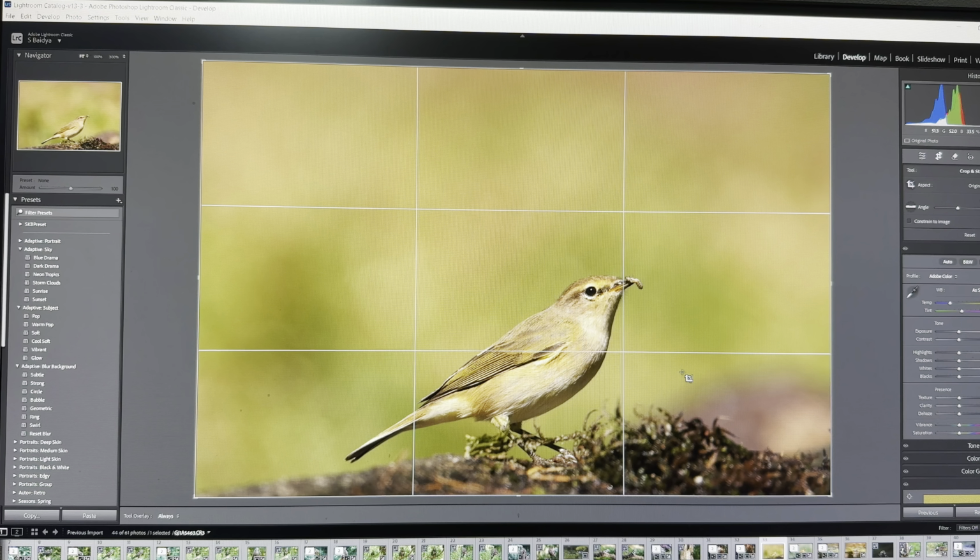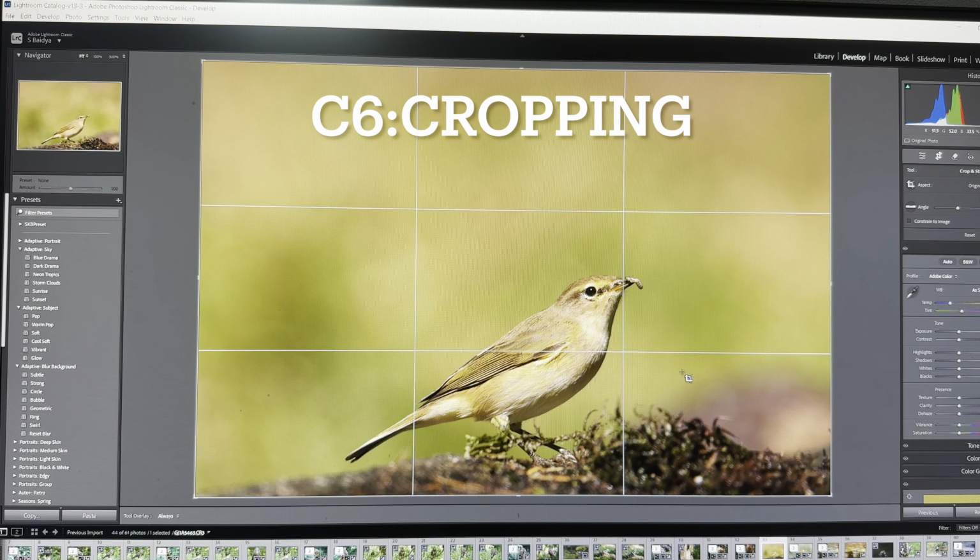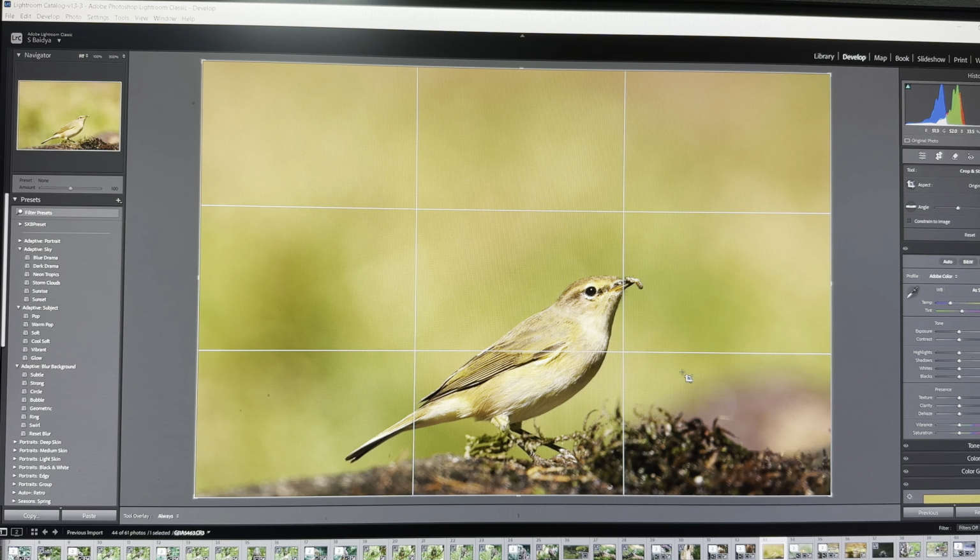The next framing is one we always do. I call it cropping. Cropping is also an art. You need to understand how to crop your image. You should not over crop it, and you should not under crop it.